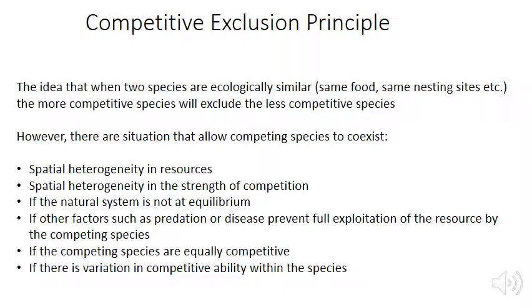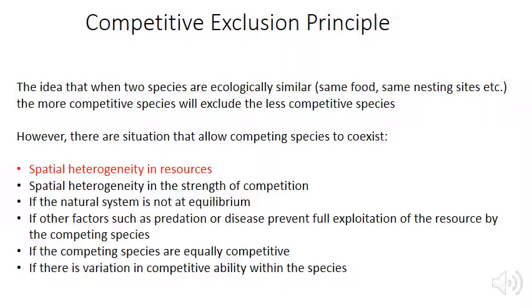But as we know just from stepping outside, there are many situations that allow competing species to coexist. So what are the different criteria that allow that to happen? The first of these mechanisms for coexistence of similar species is spatial heterogeneity in resources. So we saw from the results of Gause's experiments that the availability of food affected the speed with which Paramecium caudatum became extinct. So in high resource areas it took much longer.